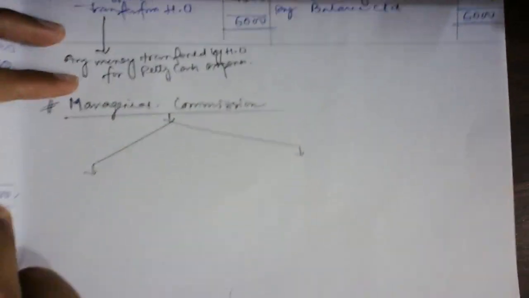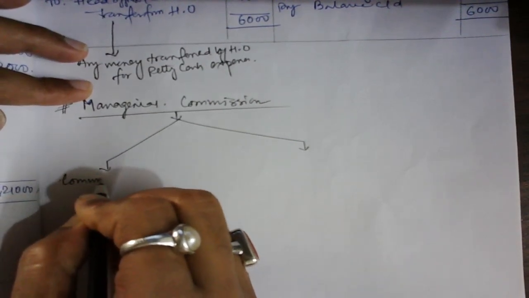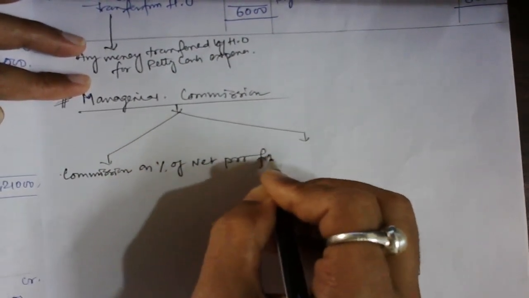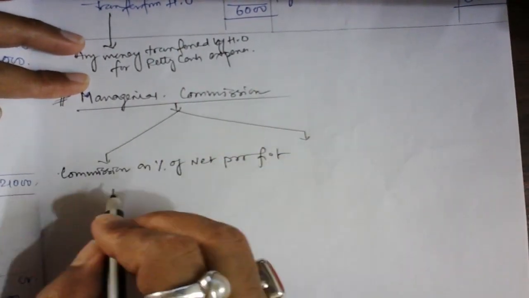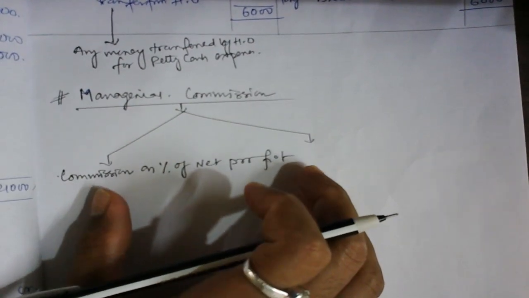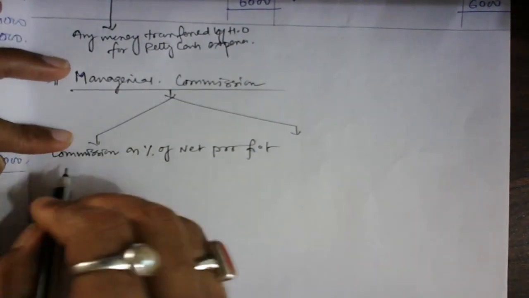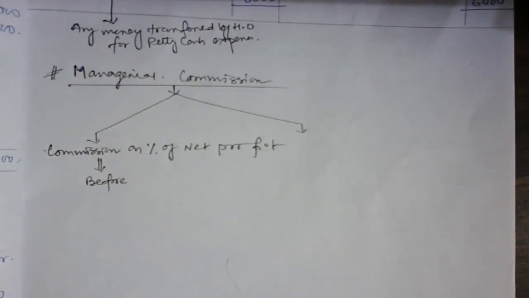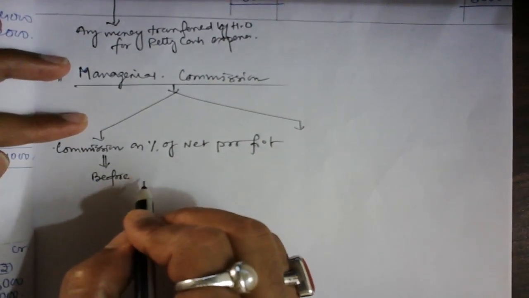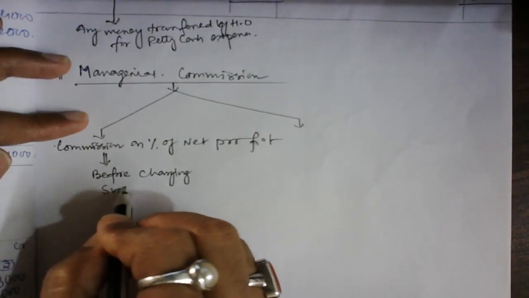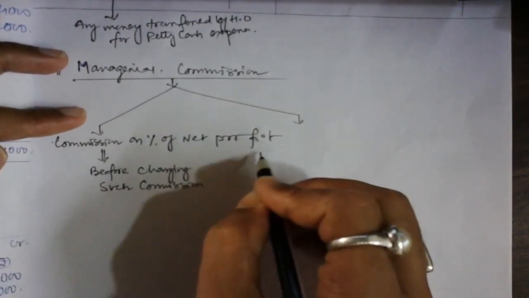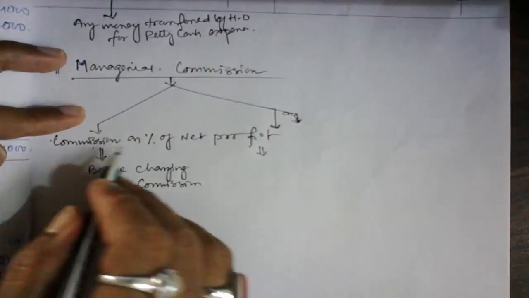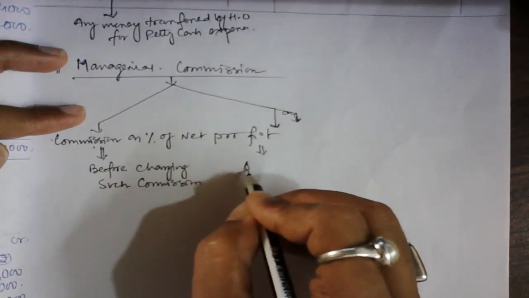We have 2 topics. Number 1 is commission as percentage of net profit. ठीक है, commission as percentage of net profit. Now these 2 parts are similar. Commission as a percent of net profit, both are similar. Now we just need to think: one is before charging such commission, and the other is after charging such commission. You can make a point here so that it will be easy. See, commission as a percent of net profit, one is before charging such commission and one is after charging such commission.